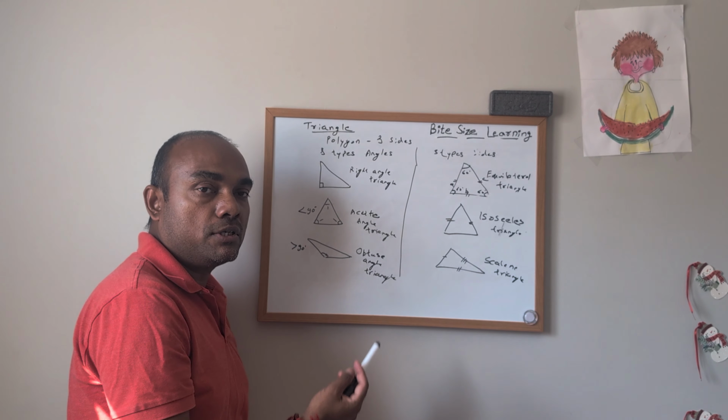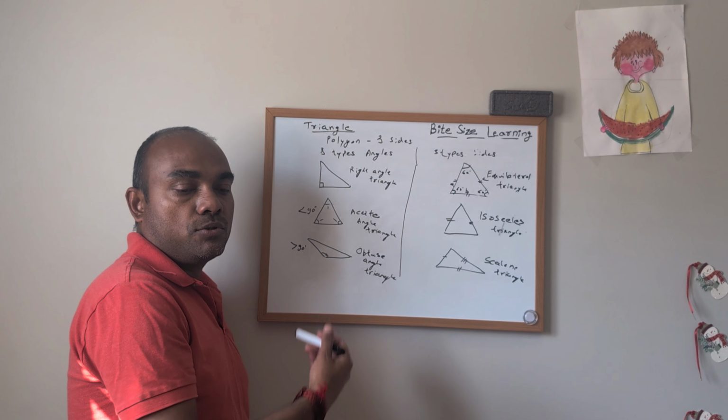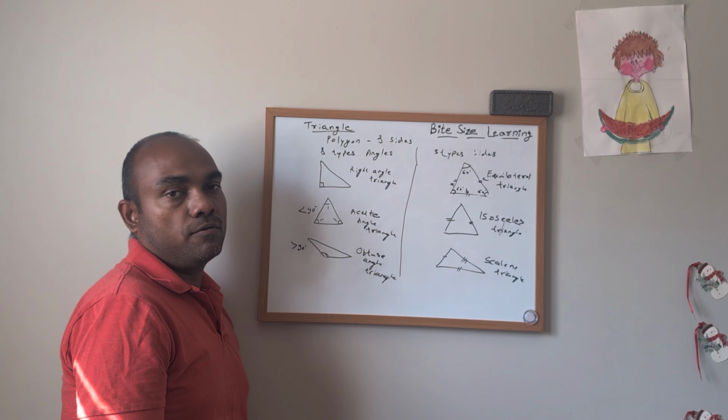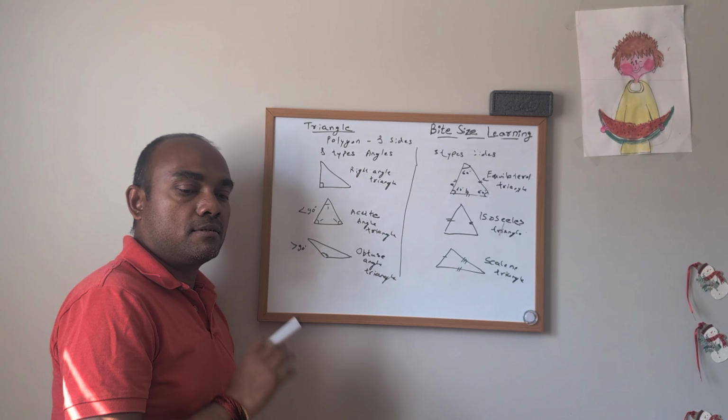We'll discuss all these triangles and other features of the triangle in the next lecture. But for today's class, this is the definition of a triangle and its six types.